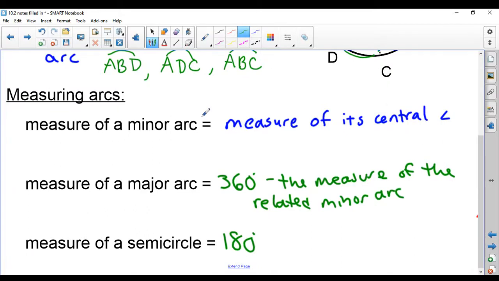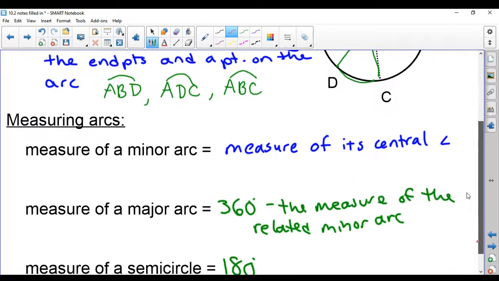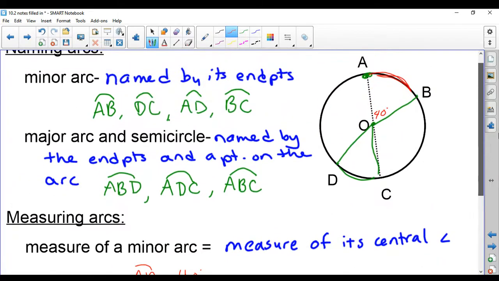The measure of a minor arc is equal to the measure of its central angle. So if I look at this circle up here, and for example, if this angle was 40 degrees, we would say that the measure of this arc is also 40 degrees. When you write the measure of an arc, you do it the same way you do with angles, a lowercase m, and then the name of the arc equals the value.